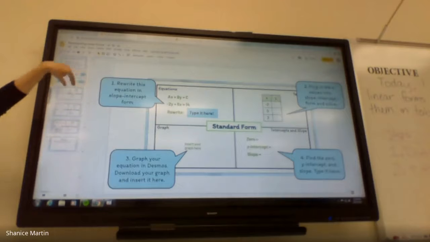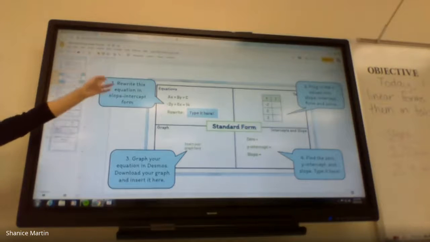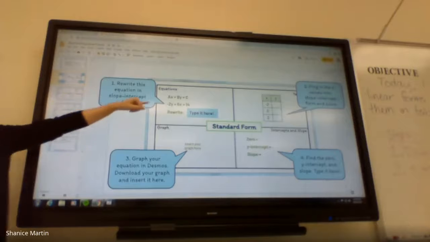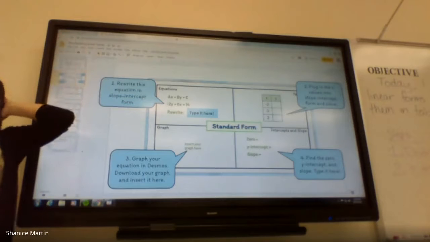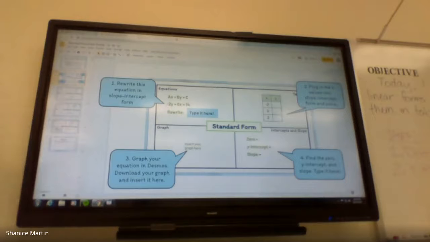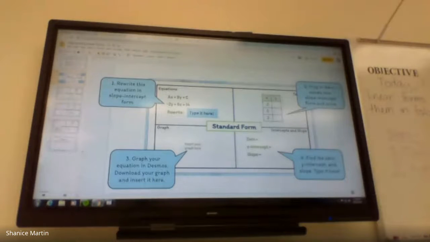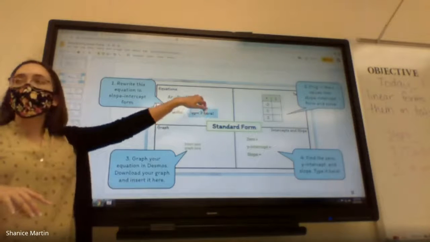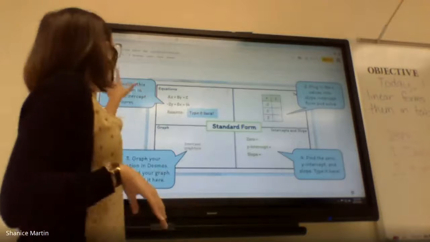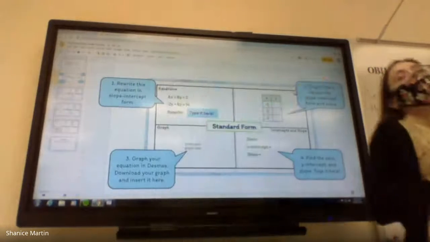Okay? Let me tell you what I want you to do on each slide. The first thing you're going to do is rewrite the equation in slope intercept form. If they give you standard form, you might need to pull up some notes, or I have some anchor charts to refresh your memory. And once you do that, you type your answer there.